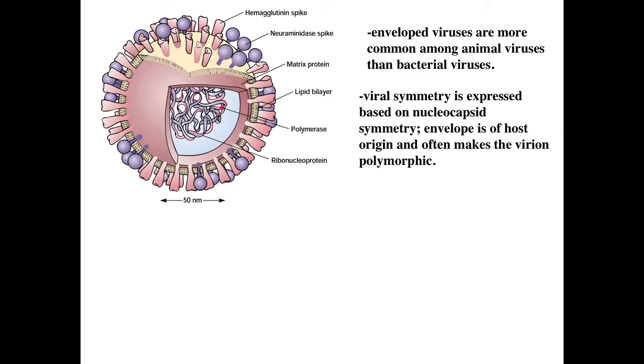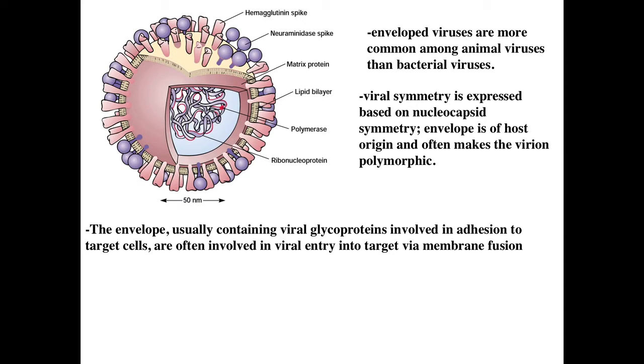So the symmetry in a case like this is not based on the outside, because these are squishy. You know, these can adapt, take on different shapes. But the symmetry of a virus like this is usually based on the nucleocapsid, which would be inside of this. The envelope almost always contains viral glycoproteins. So these are proteins that are encoded by the virus, not the host. And surprisingly, there are few host proteins that end up remaining in this. There's some, but not a lot.